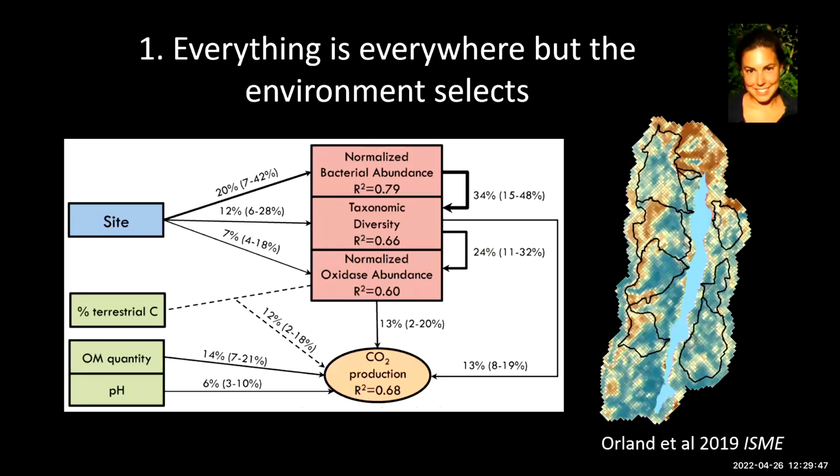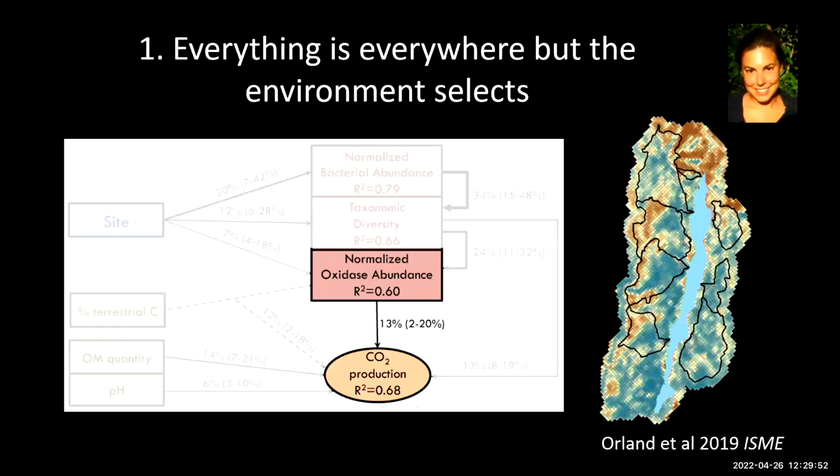Now, the key thing I want you to take away from this is that the genes encoding oxidase enzymes, okay, which allowed the microbial community to access organic matter and increase carbon dioxide production in the natural lake, these genes became more abundant as there was more terrestrial carbon in the sediment. Again, this likely arose because there were changes in the relative abundance of microbial communities rather than changes in the presence or absence of specific taxa.